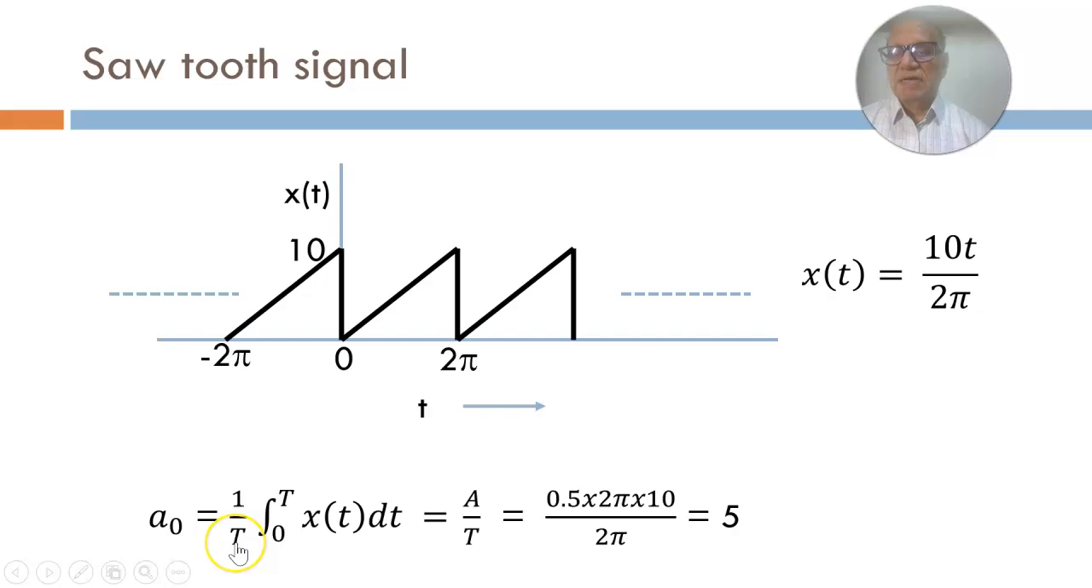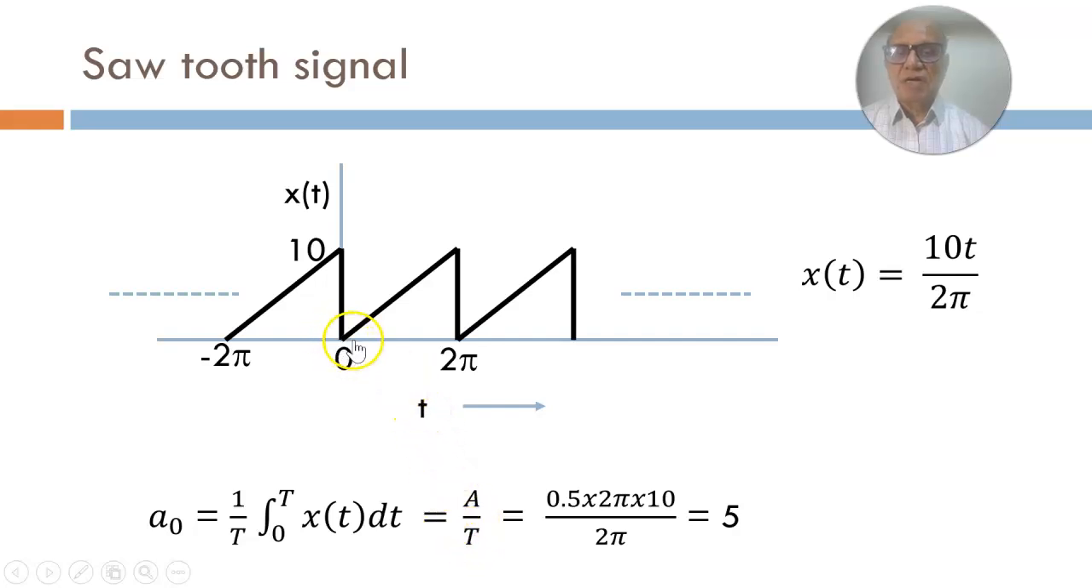Now first we are going to calculate the DC component for this waveform. That is calculated as we studied last time: you integrate x(t) over one time period and divide it by the time period. So we need to substitute for x(t) and then solve the integral. But since this is a straight line, we can also directly solve it geometrically without evaluating the integral. That will be the area under the curve over one time period divided by the time period.